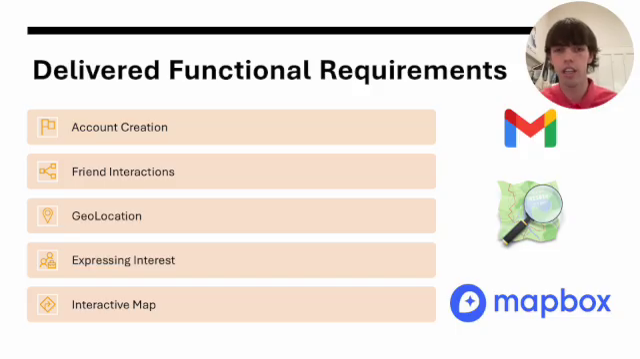So in terms of the delivered functional requirements, users will be able to create an account and make friends across the world and navigate through an interactive map where mutual friendships will trigger email notifications to those involved. On the map, users may express interest in various climbing locations, while online, the user's friends will be able to see any interest on the map instantly within their browser.